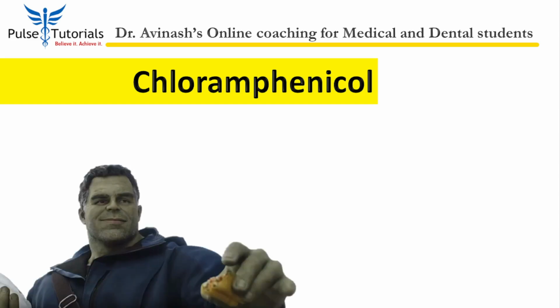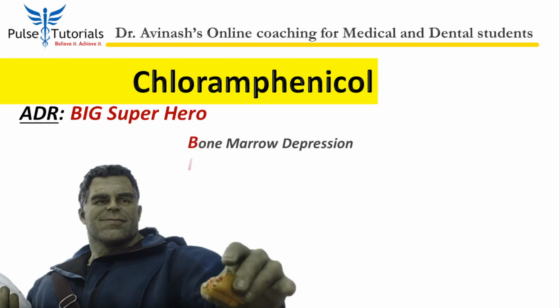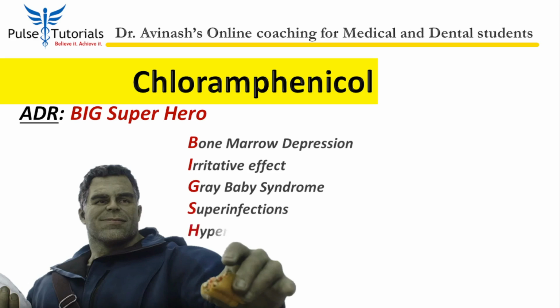Well, for side effects, you remember Hulk. He's the big superhero, right? So that's B for bone marrow depression, I for irritative effect, G for gray baby syndrome, superhero is for super infection, and H for hypersensitivity. Very, very easy to understand, very, very easy to remember.